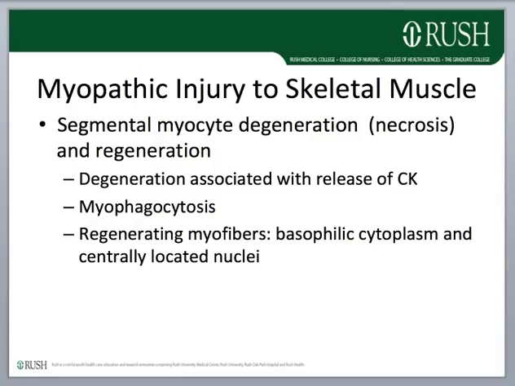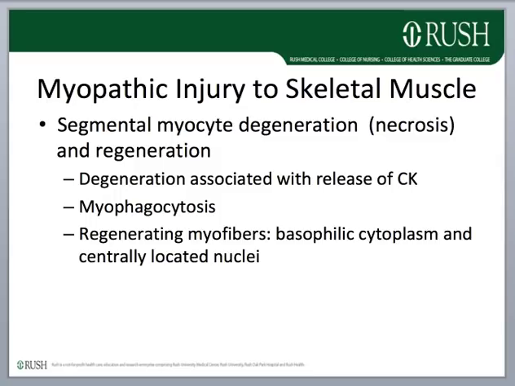Next, I'll talk about some morphologic patterns that indicate primary myopathic injury to skeletal muscle. Segmental myofiber degeneration and regeneration is seen when only part of a myofiber undergoes necrosis. Degeneration is associated with release of cytoplasmic enzymes into the blood, such as creatine kinase, making these useful markers of muscle damage. The sarcomeres and other components of a damaged myofiber segment are removed by macrophages in a process called myophagocytosis. This sets the stage for regeneration.